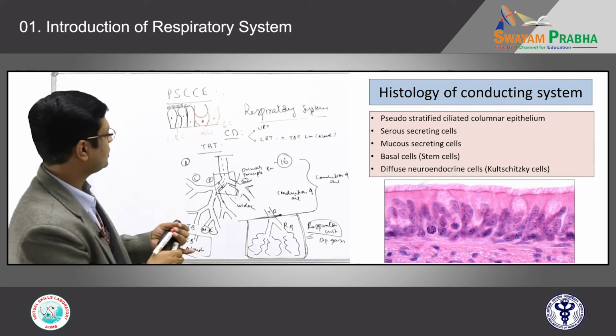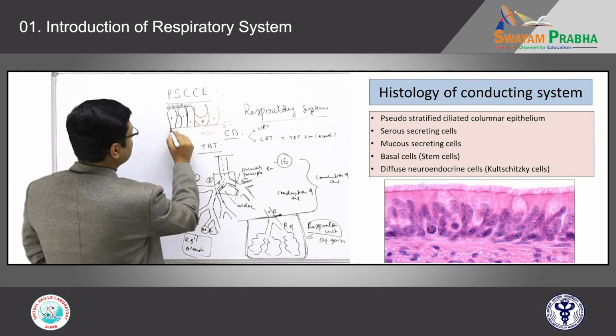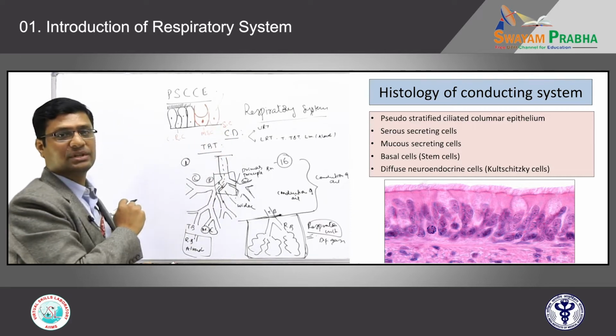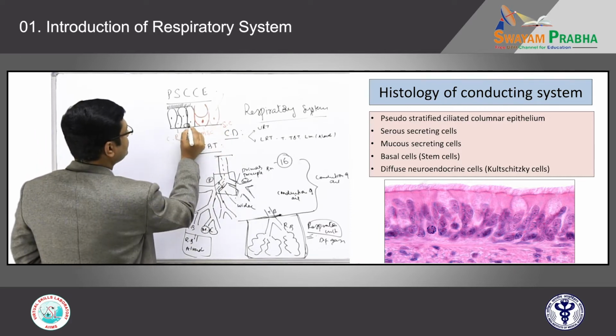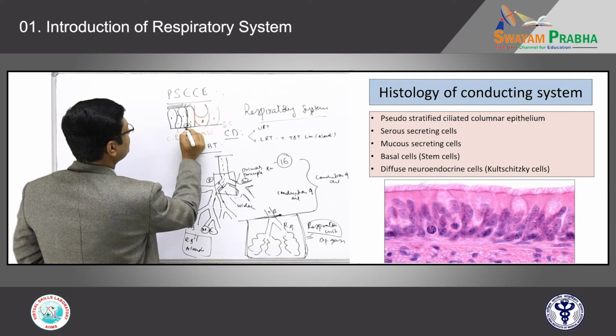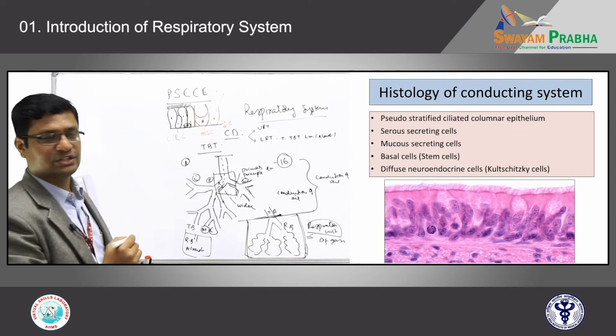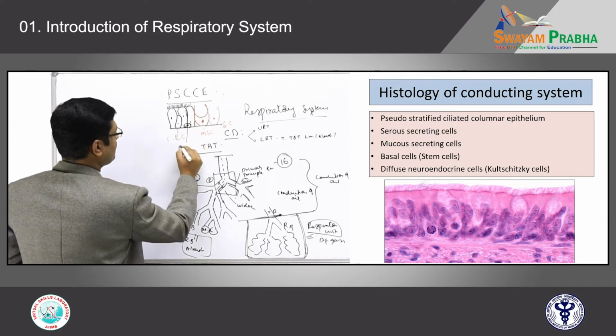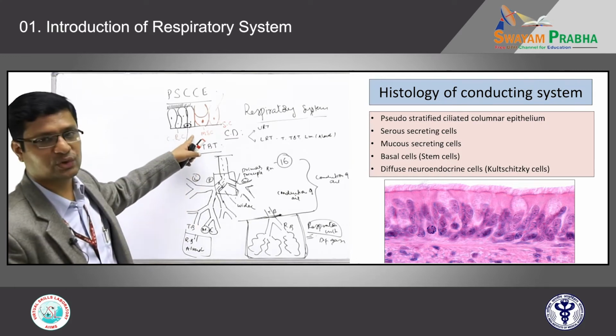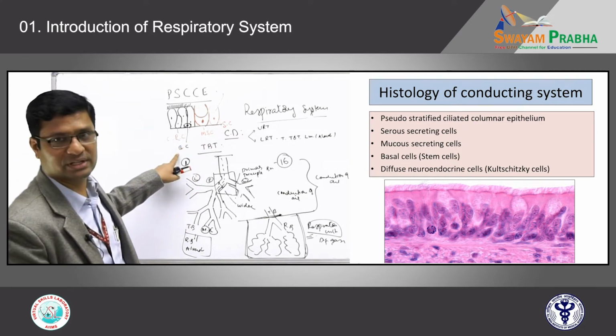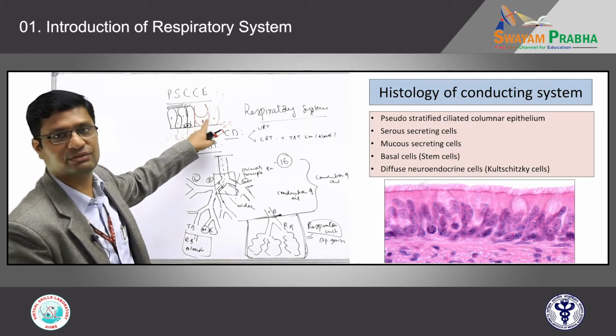When you observe carefully, at the base, this is the basement membrane of the respiratory epithelium. Occasionally, we have some round cells situated at the basal region. We call them basal cells. Basal cells are actually nothing but stem cells, helpful for regeneration of this epithelium.